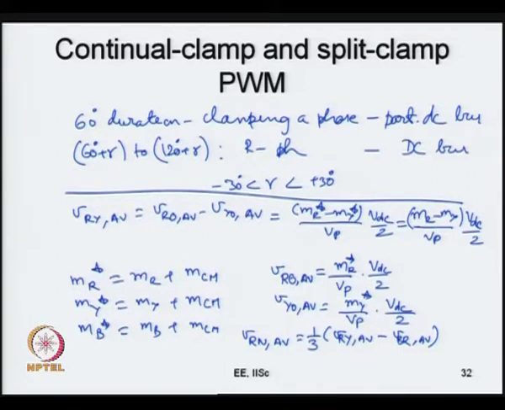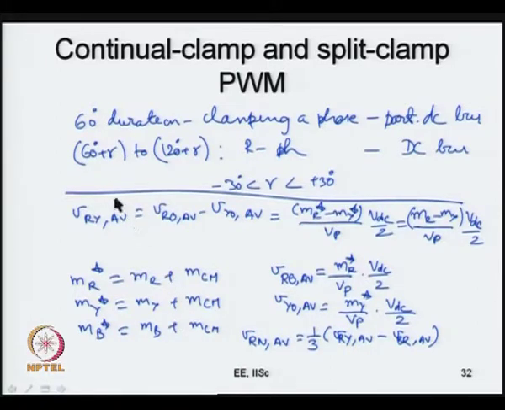The other advantage: whatever common mode is added, the common mode is there in the modulating signals and in the average pole voltage, but this is the average line voltage, RY is the line to line. So, this line to line voltage averaged over a half carrier cycle is VRY average minus VY average. The common mode component in MR star and MY star gets cancelled out. So, you get MR minus MY times Vp by Vdc by 2.